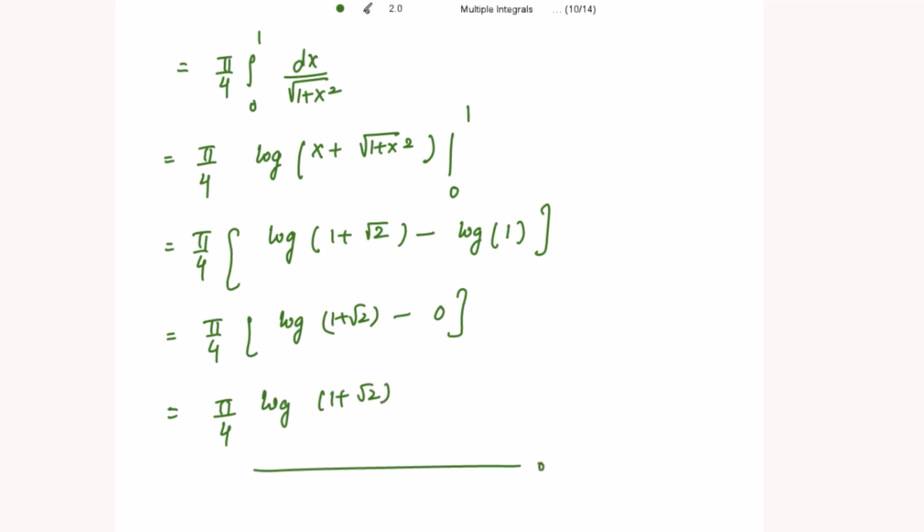This is how we solve the double integrals. We will continue some more examples in the next assignment.